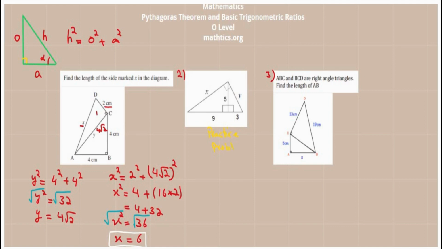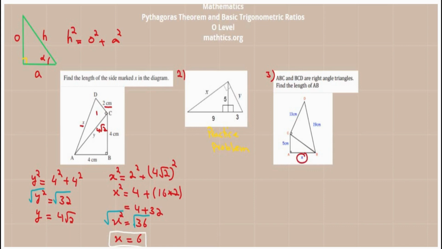Don't forget that you need to show me your working of this question in the next class, right? So in question number 3, ABC and BCD are right angle triangles. Find the length of AB. This is x again, so we need to find it.